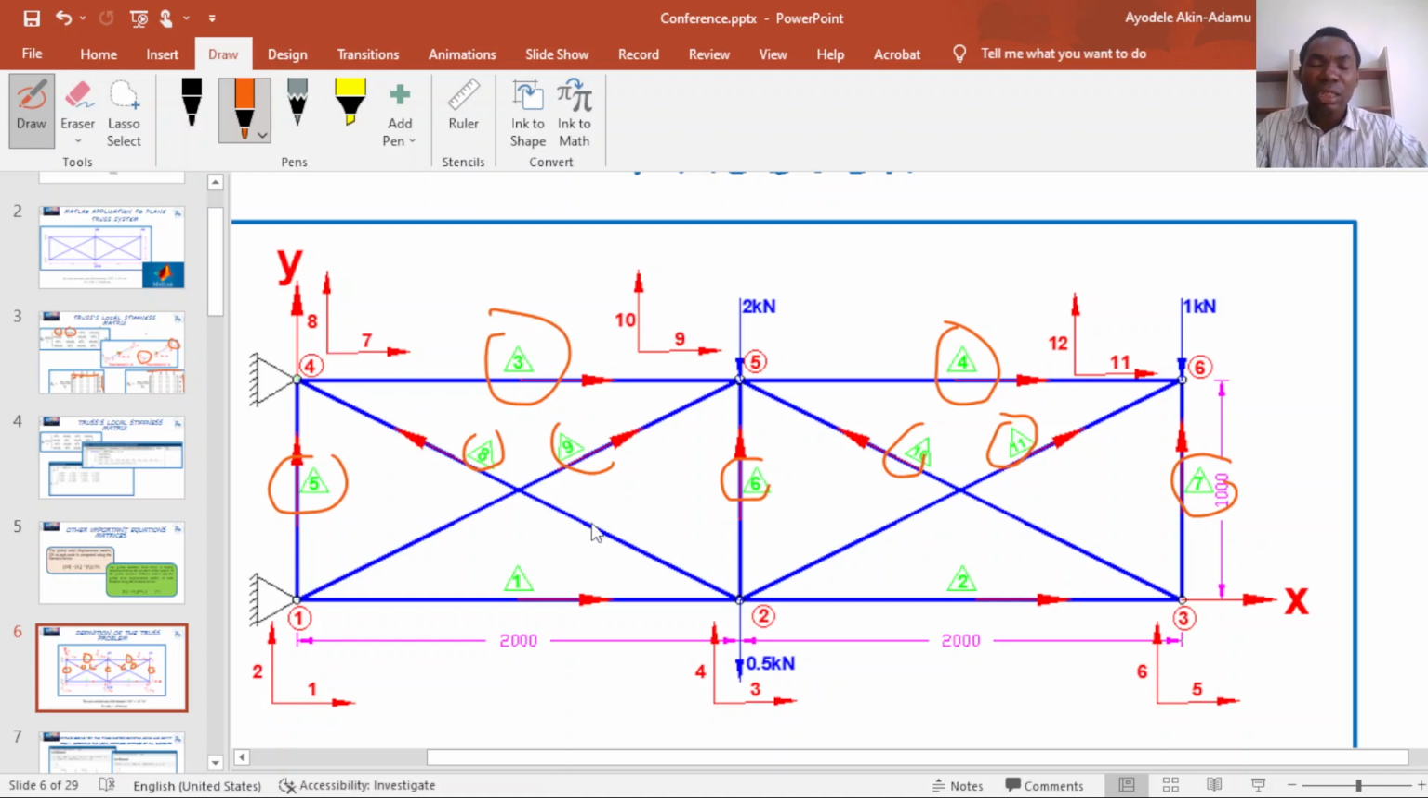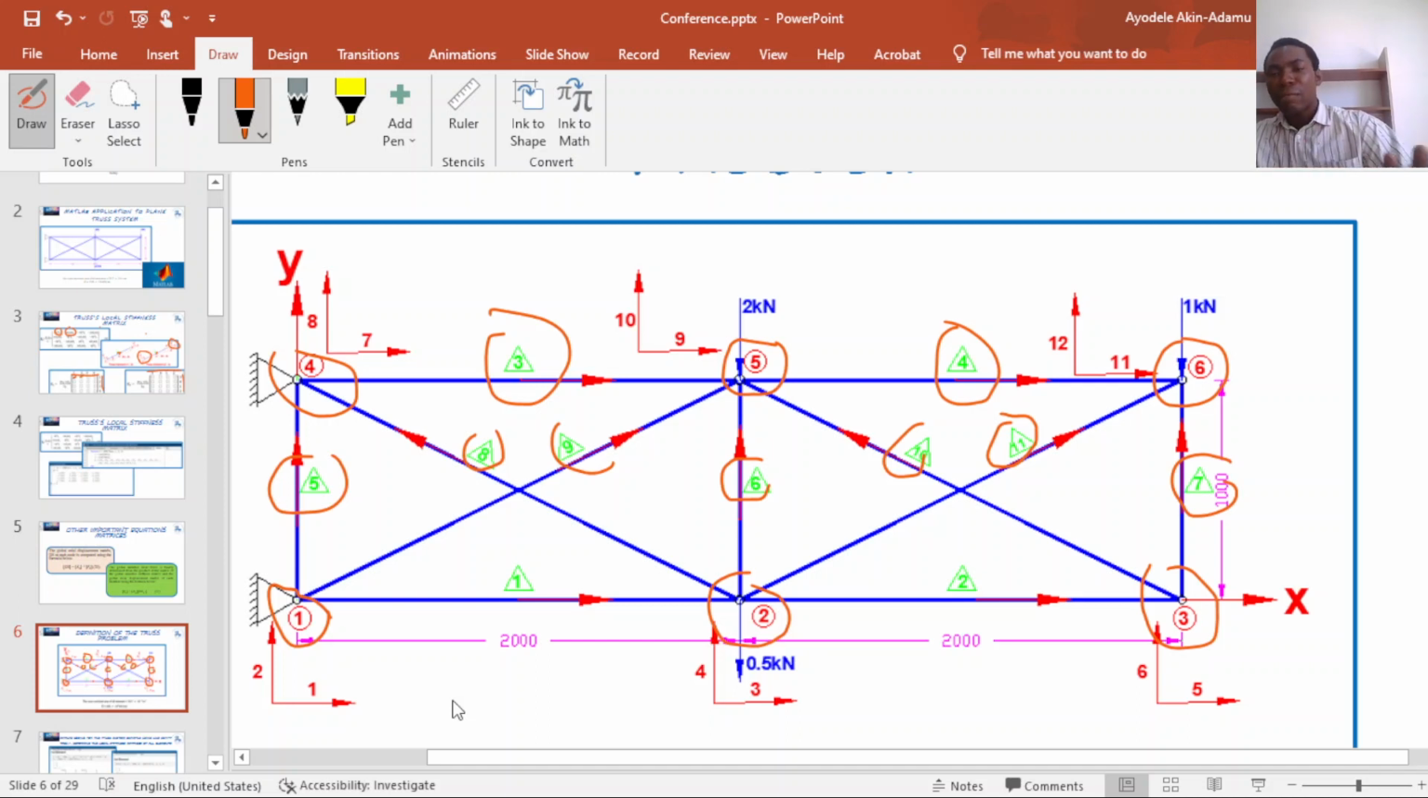So once you have labeled the truss elements, the next thing you do is number your nodes. The numbering of nodes can also be in any order. In this problem, I define this node as my node 1, this node as node 2, this as node 3, this as node 4, this as node 5, and this node as my node 6. So that is how you label the nodes. This problem has 6 nodes.